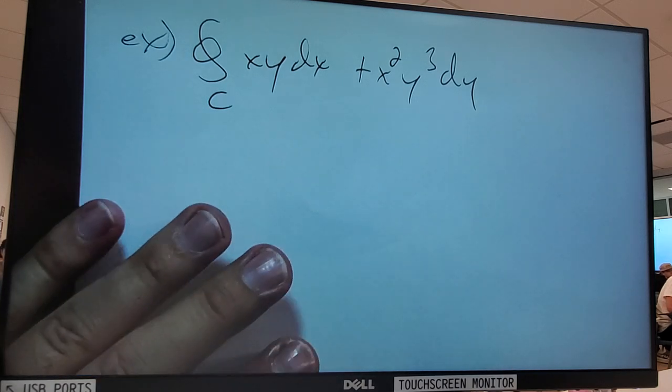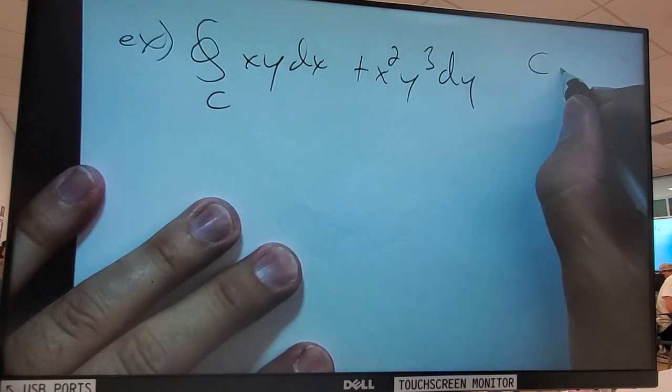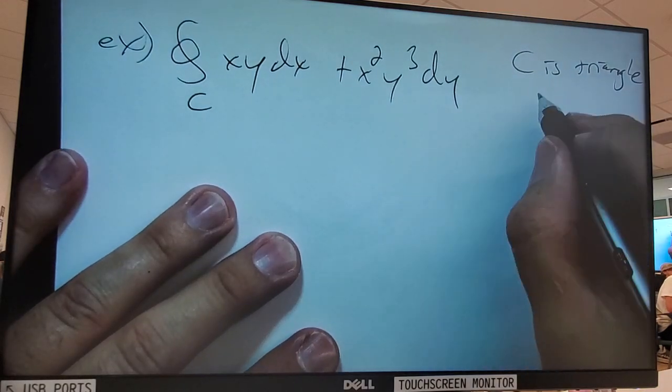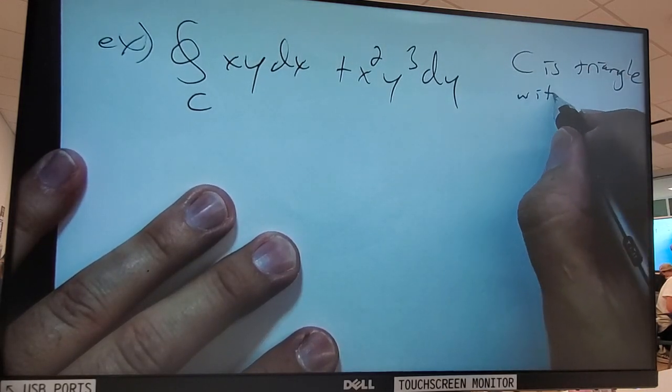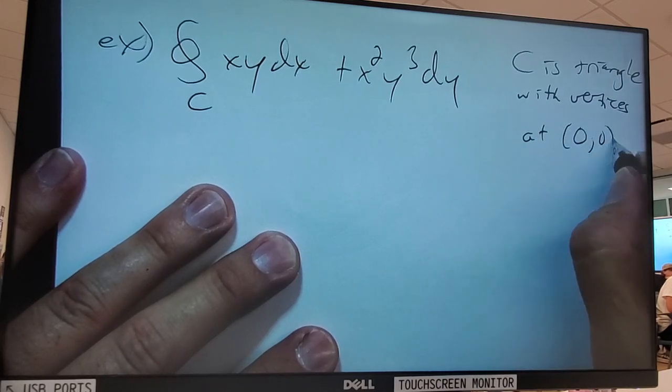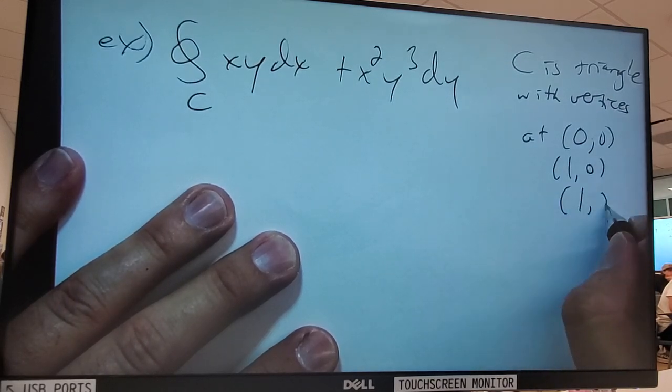Well, I haven't even told you what the curve is yet. I'll tell you this: C is the triangle with vertices at (0,0), (1,0), (1,2).